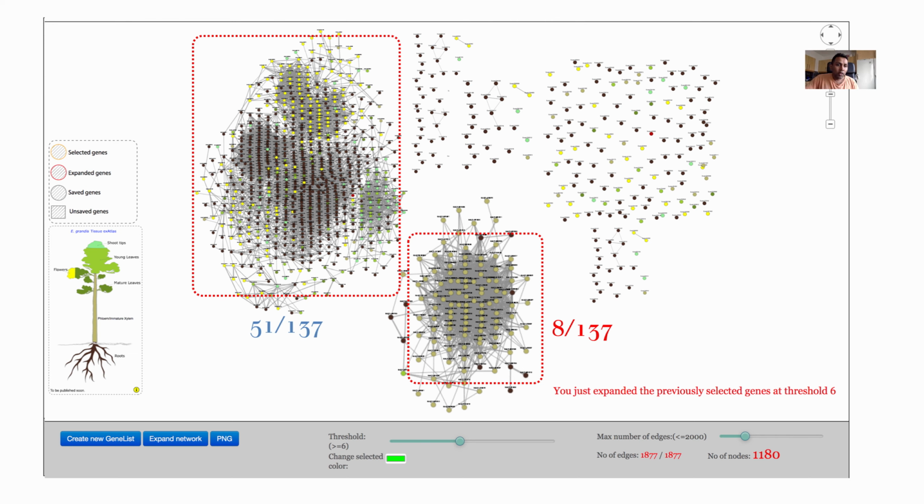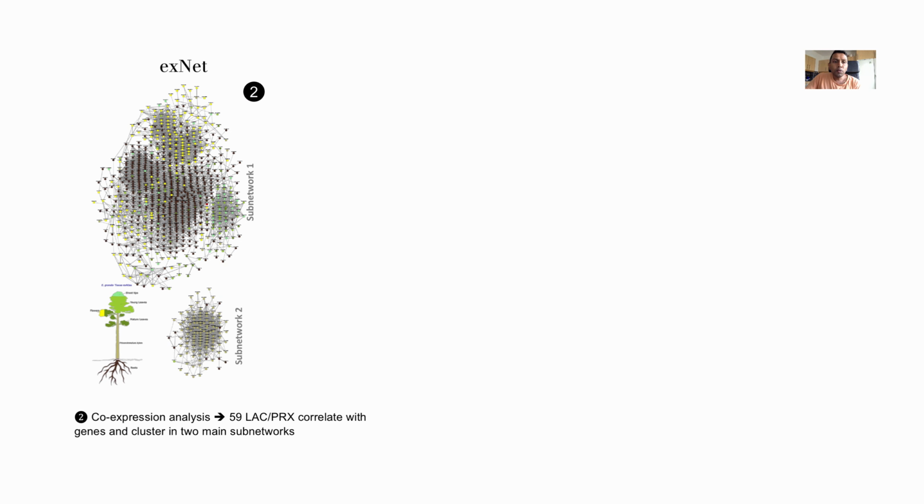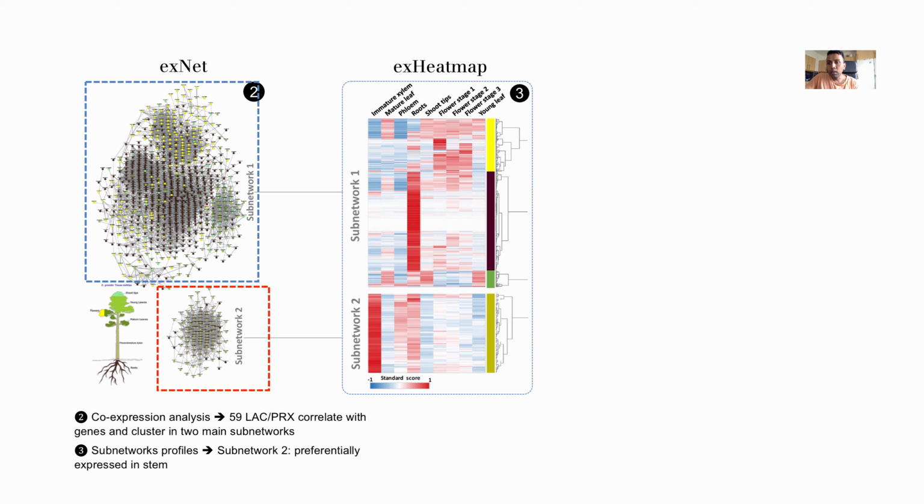In one subnetwork, we can see 51 genes from 137 genes and the 8 genes from the 137 initial genes. Then we will further investigate subnetwork 1 and subnetwork 2 with other tools. We move to X heat map, where we can see the heat map for selected genes and selected samples using hierarchical clustering. According to the X heat map results, we can see most of the genes in subnetwork 1 are expressed in roots and subnetwork 2 are expressed in immature xylem.